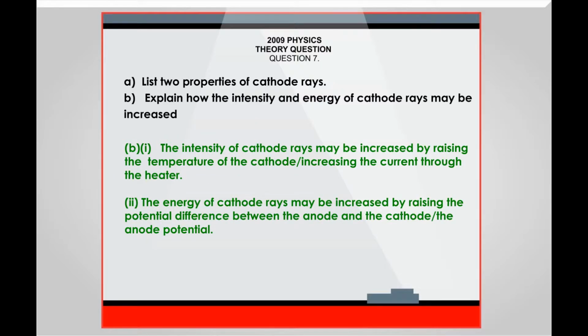B. I. The intensity of cathode rays may be increased by raising the temperature of the cathode / increasing the current through the heater. II. The energy of cathode rays may be increased by raising the potential difference between the anode and the cathode / anode potential.